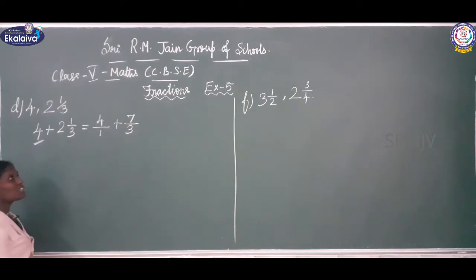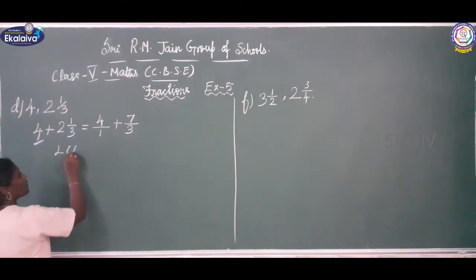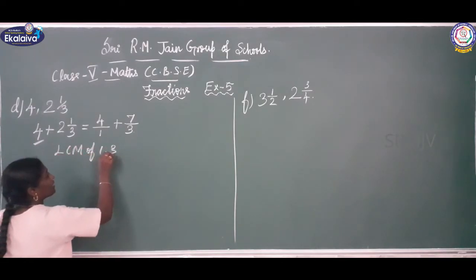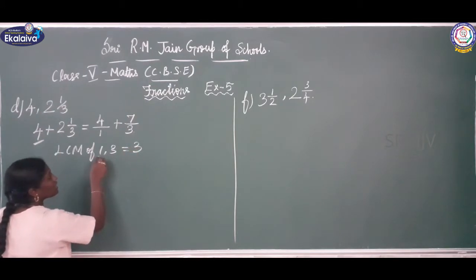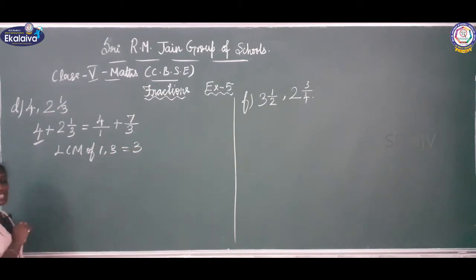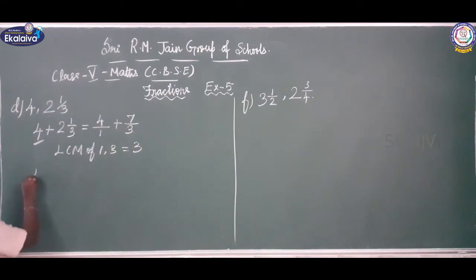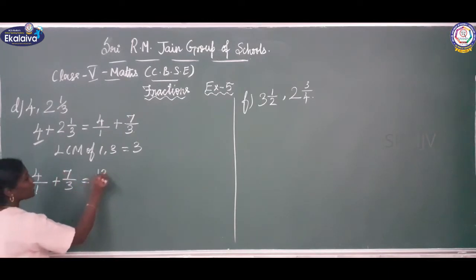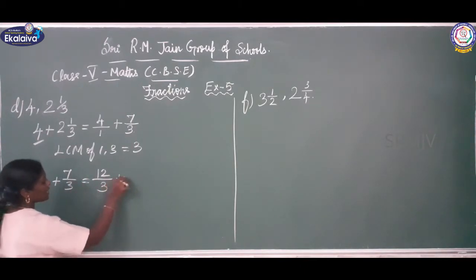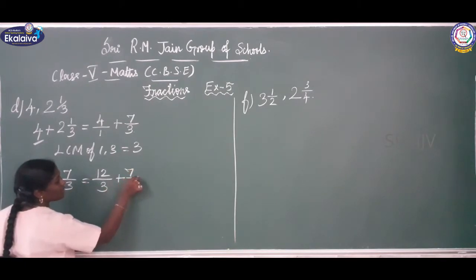Now these two fractions are unlike fractions, so we have to find the LCM. So LCM of 1 and 3 is 3. Here 3 is a multiple of 1. So 3 is the LCM. So no need to change the second fraction. We are going to change the first fraction alone. Okay, in the first fraction, to make the denominator 3, we have to multiply it by 3. So we have to multiply the numerator by the same number 3. So 4 3s are 12. 12 by 3 plus the second fraction is 7 by 3.